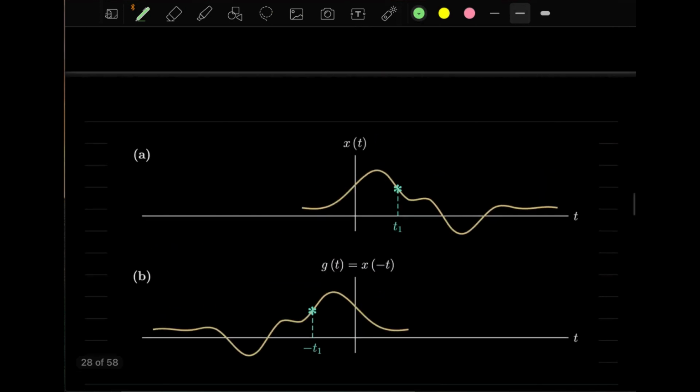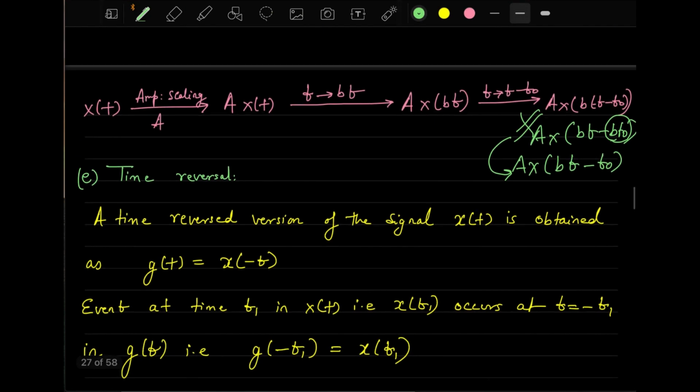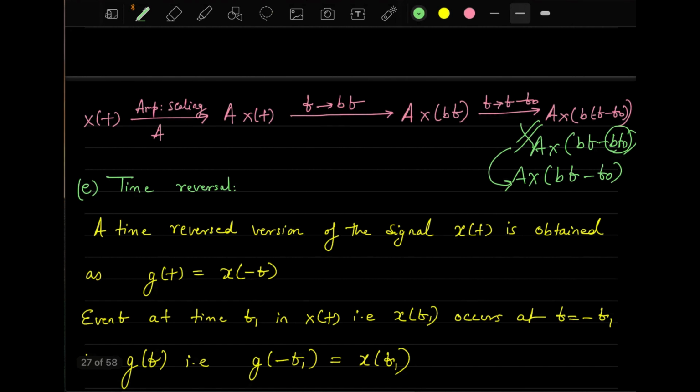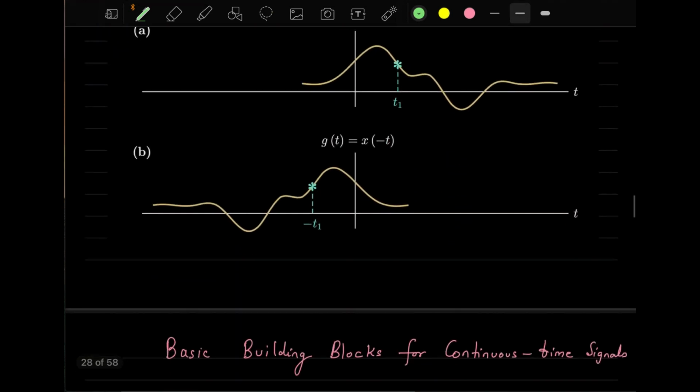Okay, so if you have any questions related to all these basic elementary signal operations, you can ask. Otherwise, we will move forward to the next topic.